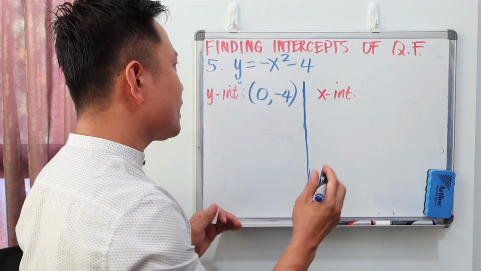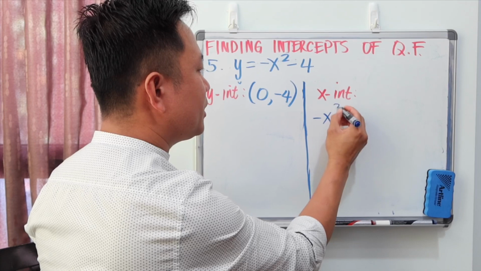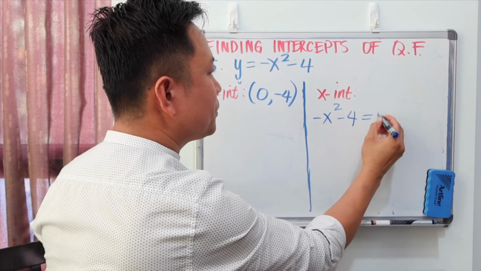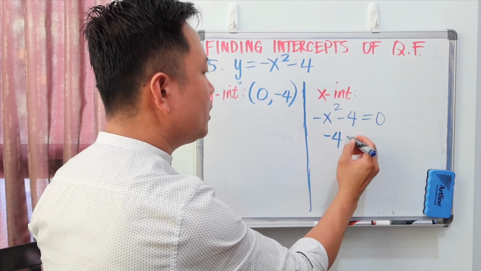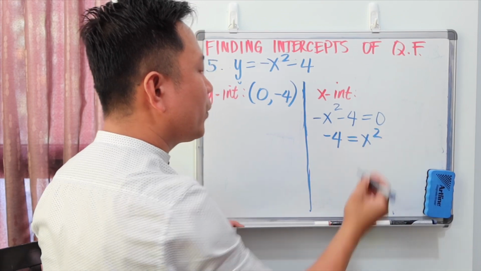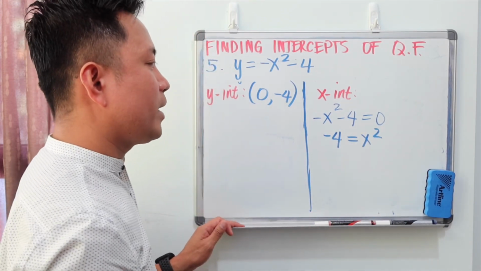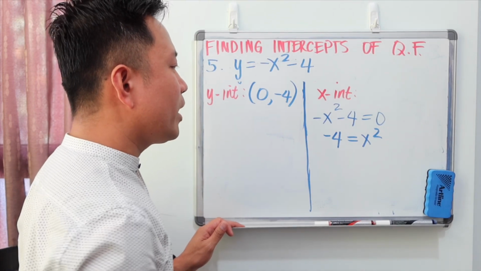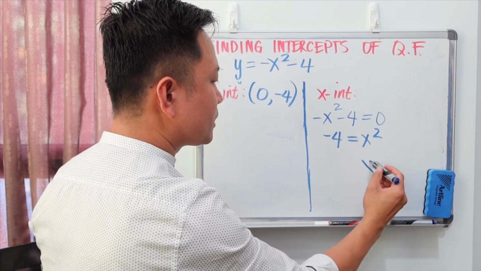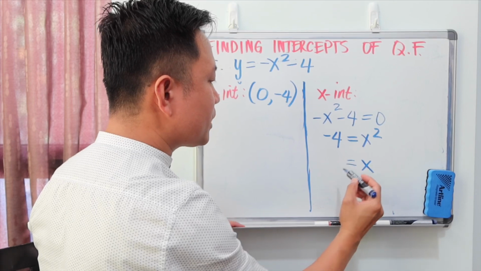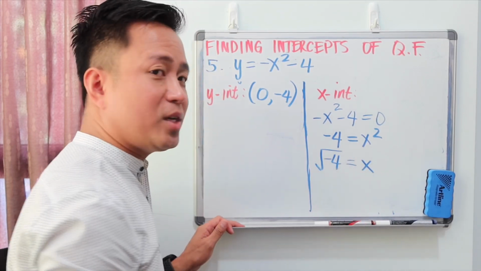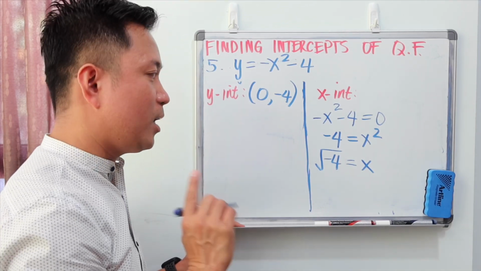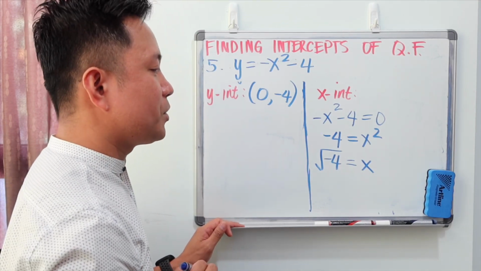Solving for the x-intercepts, we have negative x squared minus 4 is equal to 0, which is the same thing as negative 4 is equal to x squared when I move negative x squared to the right side. Now we need to get the square root of both sides. When we get the square root of both sides, we will have square root of negative 4, which is imaginary. You cannot get the square root of negative numbers.